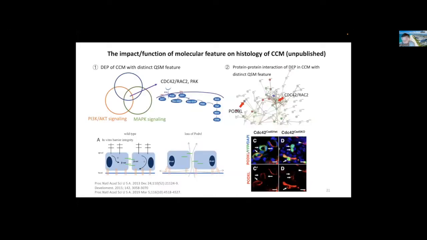So if we move backward one slide to see the interaction between the PI3K and the MAPK, although the CCM would be gain of function of either PI3K or MAPK or both, actually the activity of the REC at its downstream, maybe PODXL, might affect how these mutations would interpret on the vascular phenotype and iron leakage. And that would correspond to hemorrhage and history and seizure.